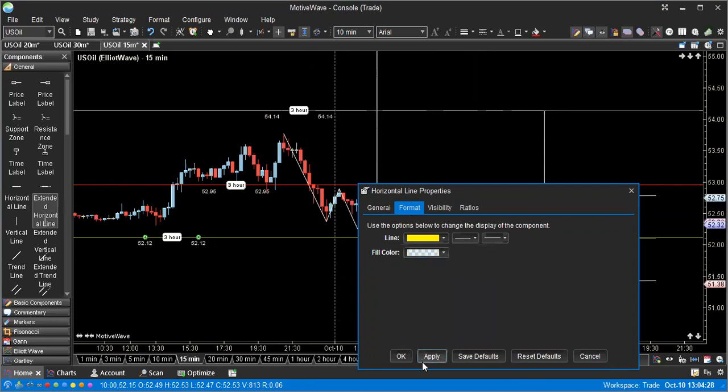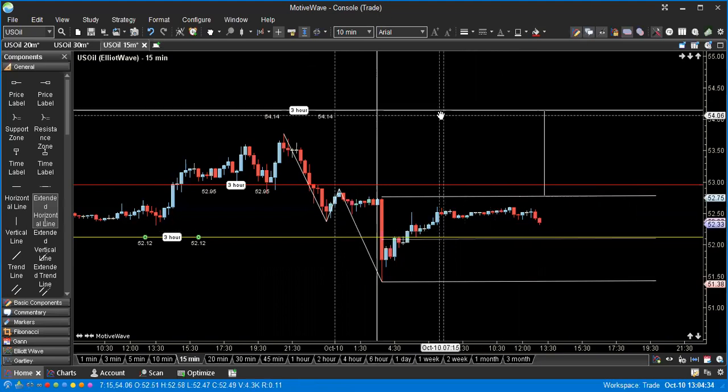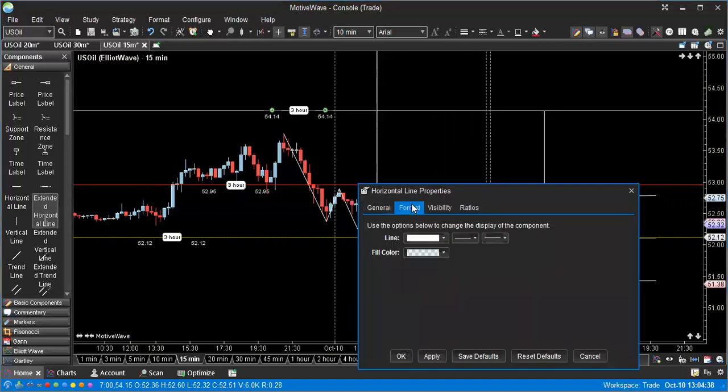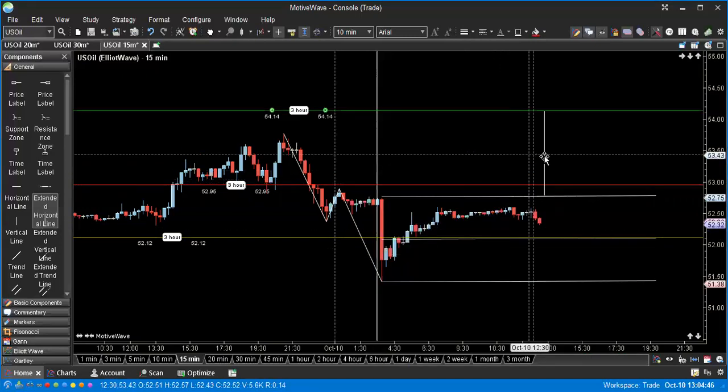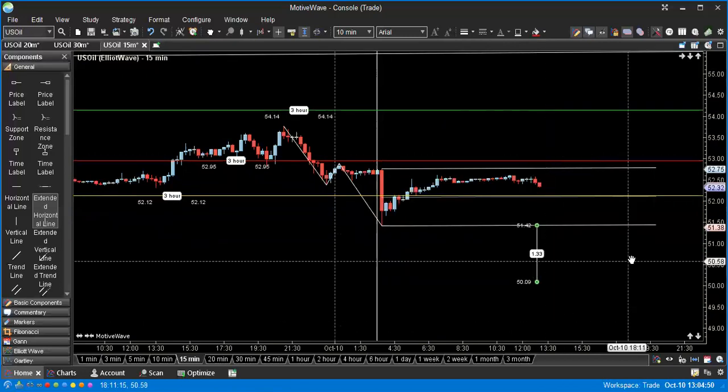Yellow. Right. And this one I'll draw in green, because that will be a projected target area if I get a breakout. For the breakdown, what we can do is simply project the length of this channel to the downside.